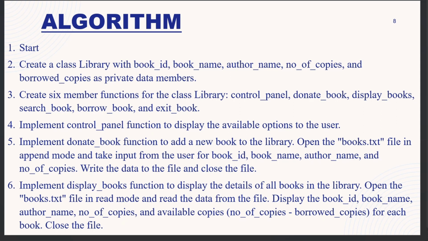Hello, now we'll learn the algorithm of the given project. The given algorithm outlines the implementation of a library class with various member functions to manage the system. The class has private data members such as book ID, book name, author name, number of copies, and borrowed copies. The first member function is the control panel, which displays the available options to the user.